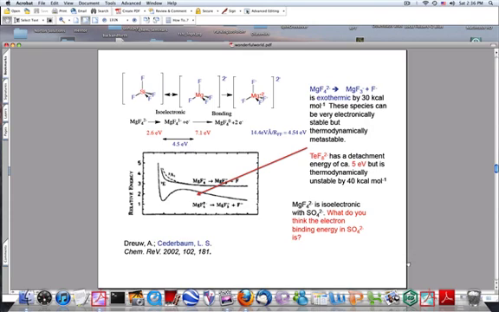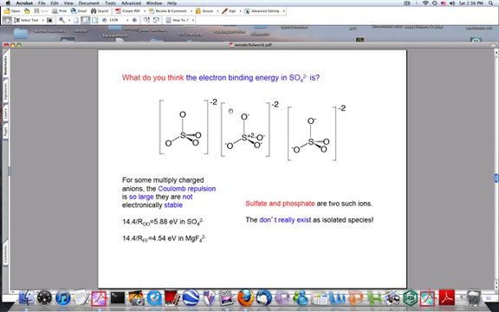What do you think is about SO4 double minus? Let's talk about that a bit. So here's SO4 minus 2. If you think of it in terms of this ionic binding, it would be like this.